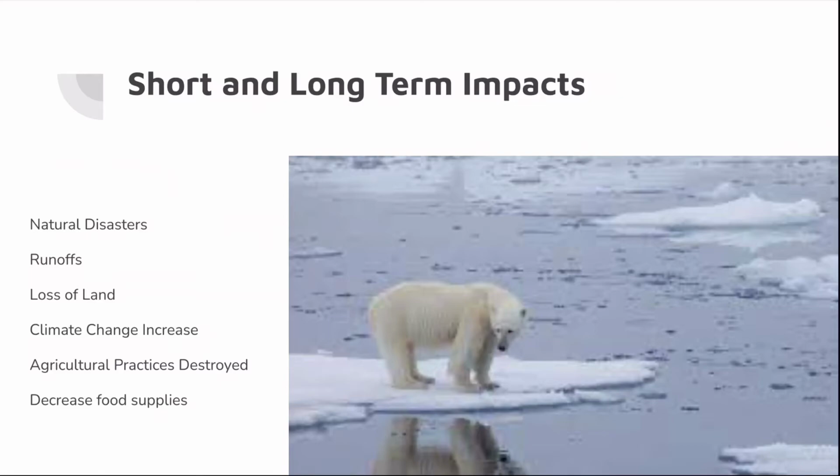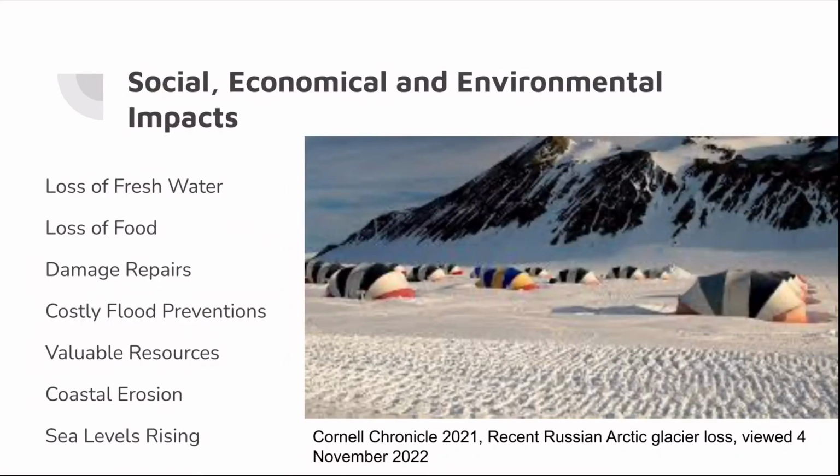Long-term impacts include coastal erosion due to higher temperatures in the ocean. This also leads to further climate change affecting all species of animals and plants, decreasing food supplies for us humans, and destroys agricultural practices. Sea levels also rise. Social impacts include sea levels rising, as it may push people out of their homes. Flash floods and landslides move people away from their homes.